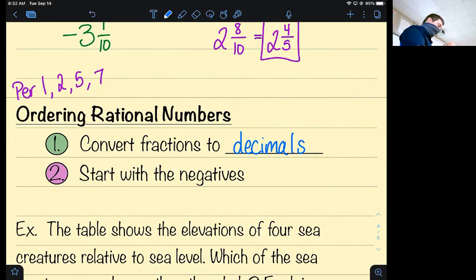For example, which of those fractions is larger? Which of them has more value?